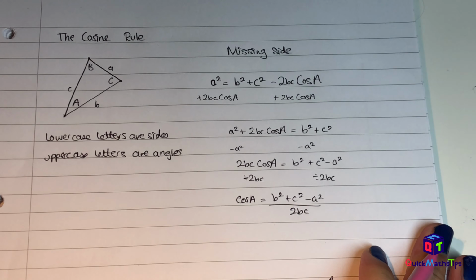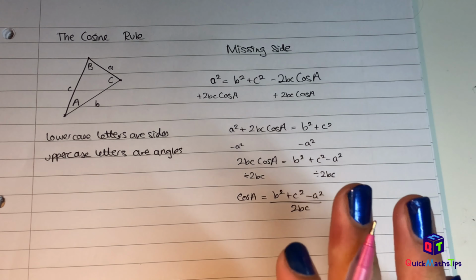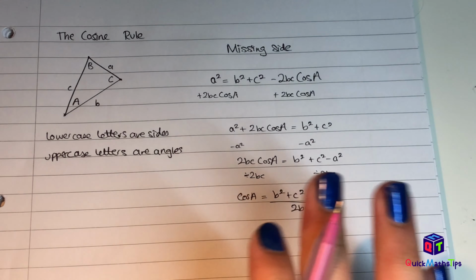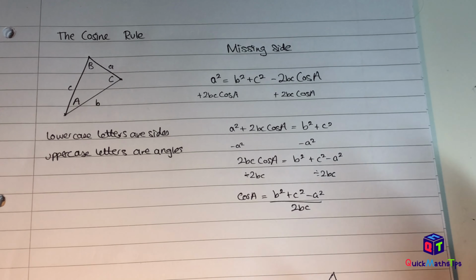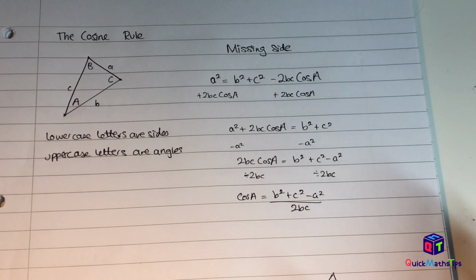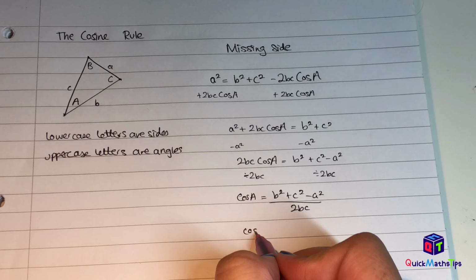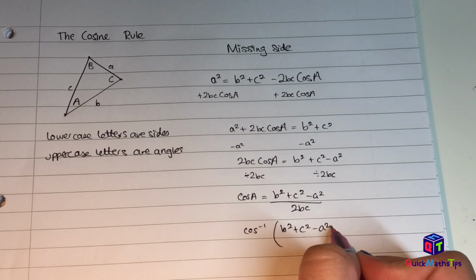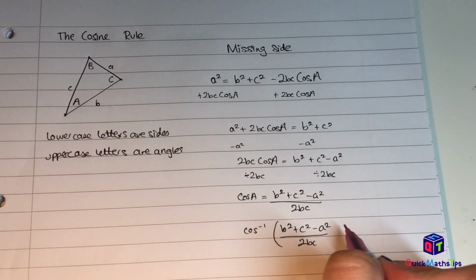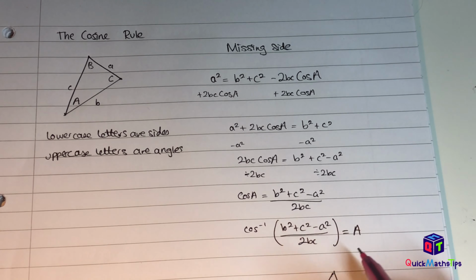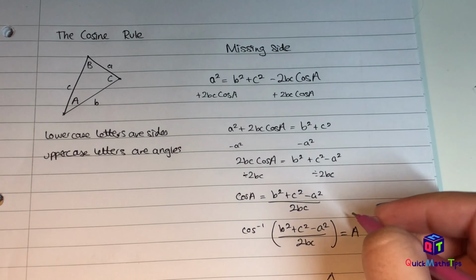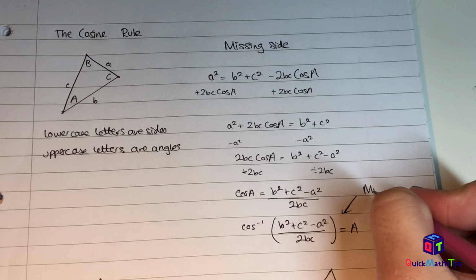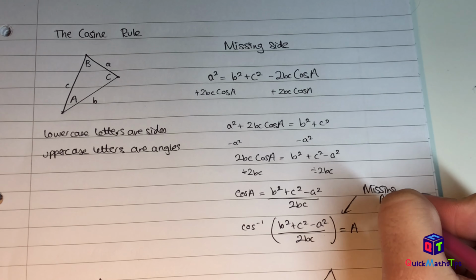Now, in any angle rule, whenever I'm working out a missing angle, whether it's the cosine rule, the sine rule, area of a triangle or trig, I'm always going to do shift. So in my calculator, I'm going to do shift cosine, b squared plus c squared minus a squared divided by 2bc, which will equal your missing angle. Okay, so this here is the main formula for missing angles.